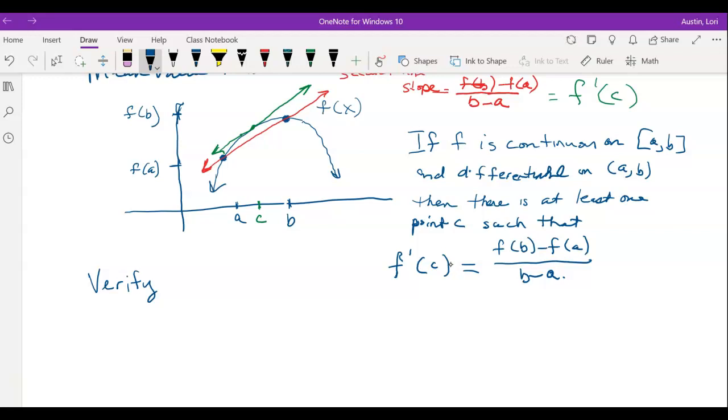Let's verify the function f of x equaling x squared minus 3x plus 1 satisfies the conditions of the mean value theorem on the interval -2, 2.